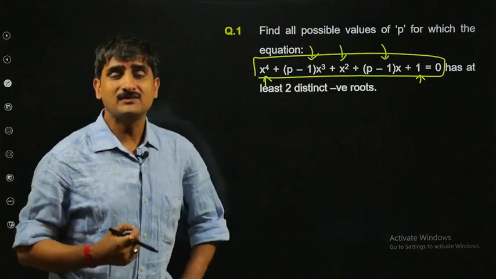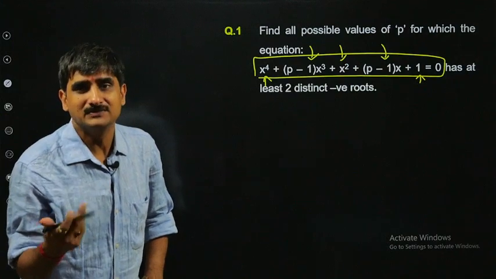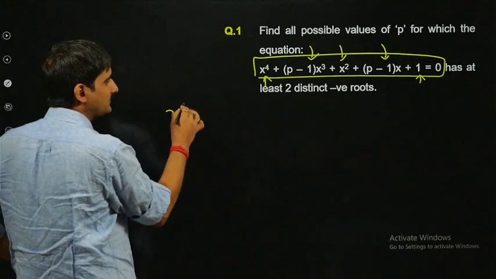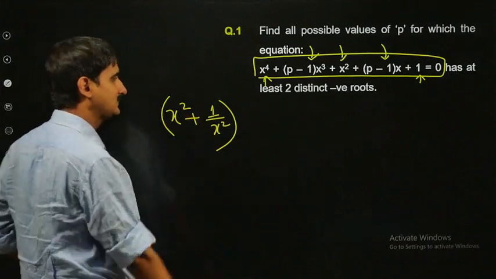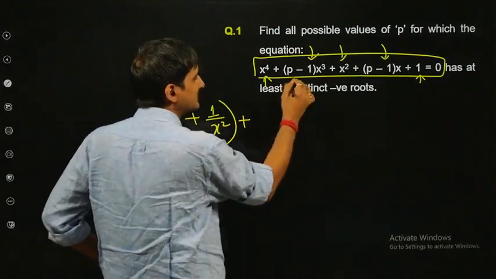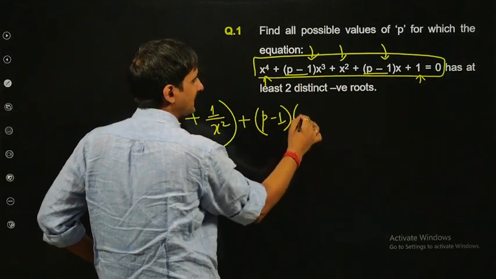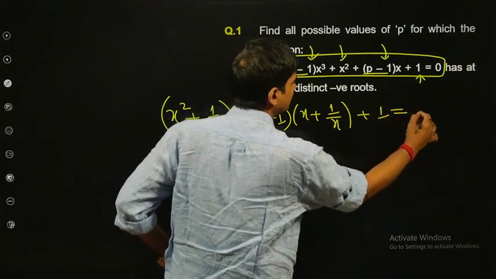We start by dividing the entire equation by the middle term degree term, like x square here. So dividing it by x square, what do we get? And collecting the similar looking terms: x square plus 1 by x square at one place, and p minus 1 common, x plus 1 by x at one place, and then plus 1 equal to 0.